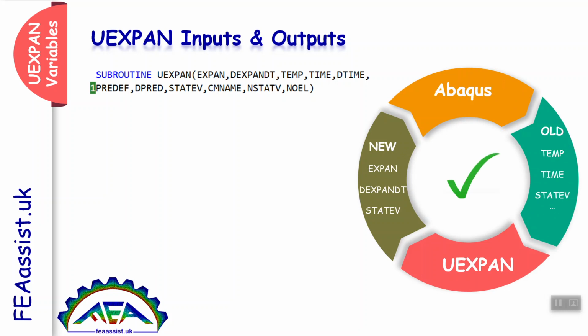This is how UEXPAN and Abaqus interact with each other, which is necessary to understand well in order to write a good UEXPAN subroutine. For example, consider one of these variables, expansion. Actually, delta L per L0, which is the normalized length increase, equals the thermal expansion coefficient alpha multiplied by delta T, which is the temperature increase. This alpha should be defined in this subroutine.